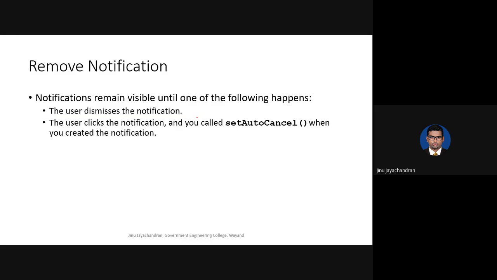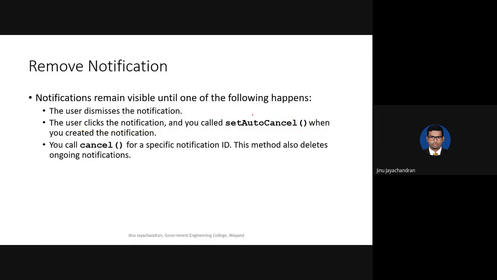Another way is the user clicks the notification and you call setAutoCancel when you created the notification. The user wants to see the notification, so he clicks it. When he clicks the notification, your program knows that the user has clicked it. So you will write a program in which you call setAutoCancel, so that the user will not see the same notification.